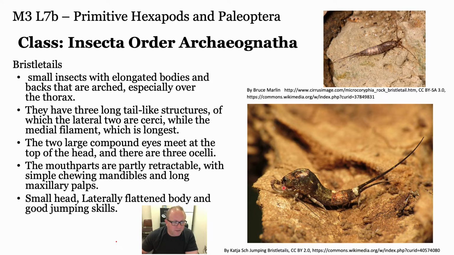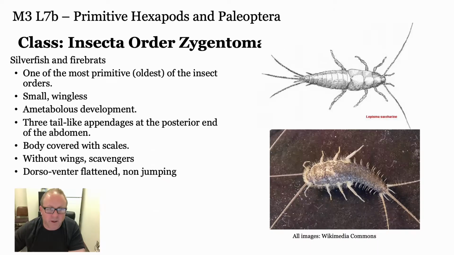They have mouth parts that are partially retractable. They have simple chewing mandibles. They have two large compound eyes. They jump really well, and they're side to side flattened, right? So they're laterally flattened, and then that hump shape going on there. Pretty cool little critters. Archaeognatha, you can probably guess, archaeo, ancient, gnatha meaning mouth. So the ancient mouth form there.